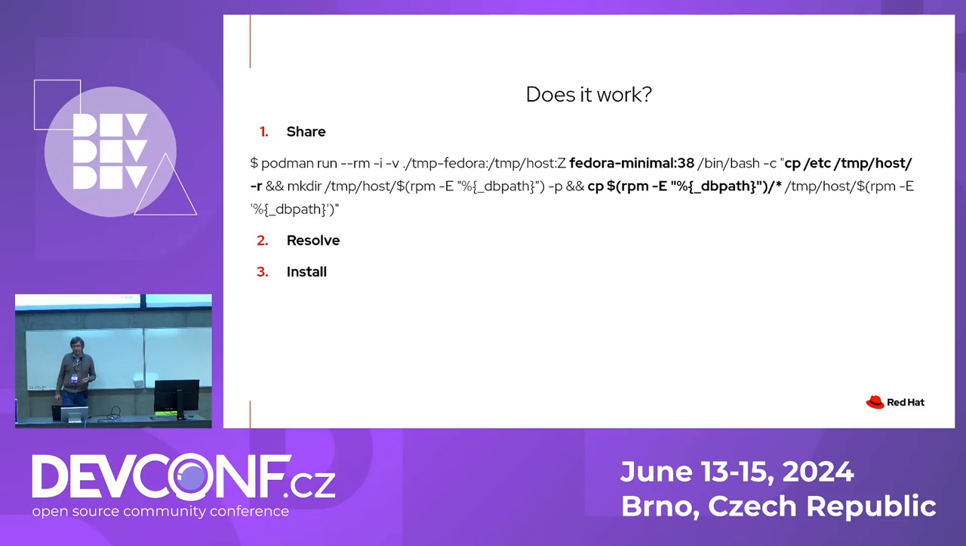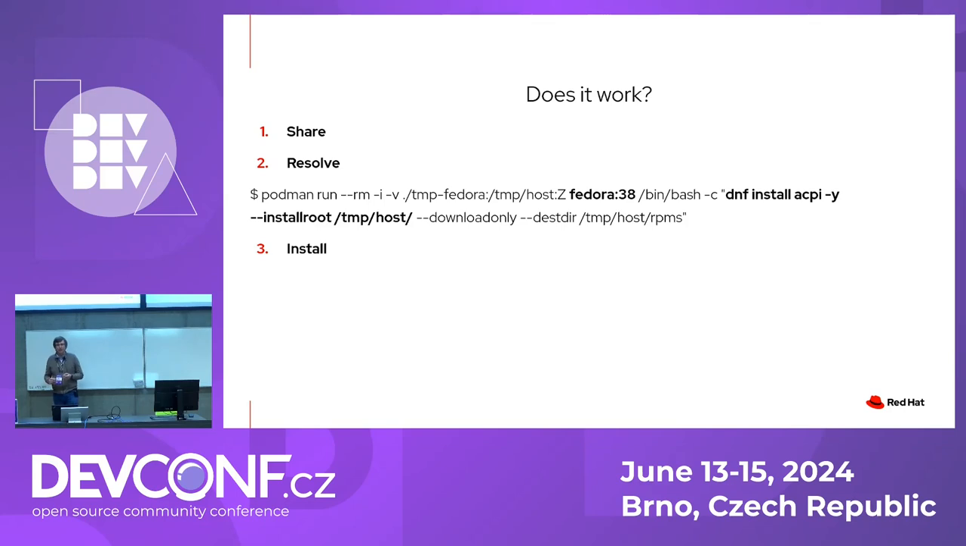Here I provide a few commands showing how you can test that this approach works. In the first command, I copied from the Fedora minimal the RPMDB and also configuration from /etc to some temp directory. In the second command, I run the servicing container, in this case Fedora 38. I try to resolve dependencies to install ACPI again and download all of the required RPMs using DNF install, and that operation is redirected to the install root.